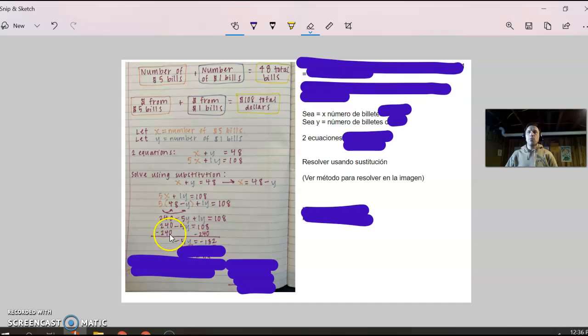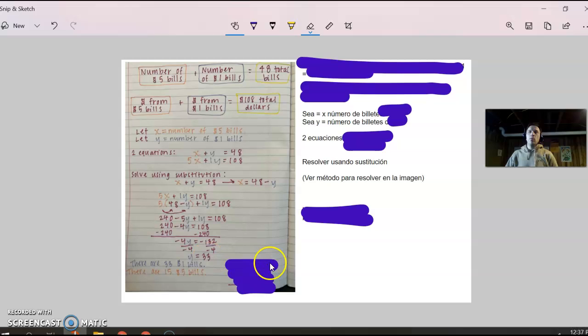We subtract 240 from both sides after we combine negative 5y and 1y to get negative 4y. When we subtract both sides by 240, we get negative 132 on the right, negative 4y on the left. So then we divide both sides by negative 4, and we end up with y is 33.